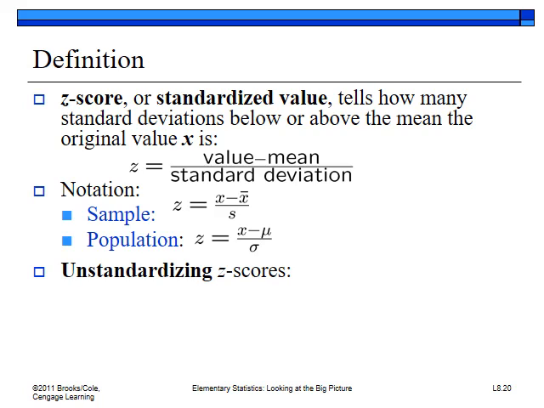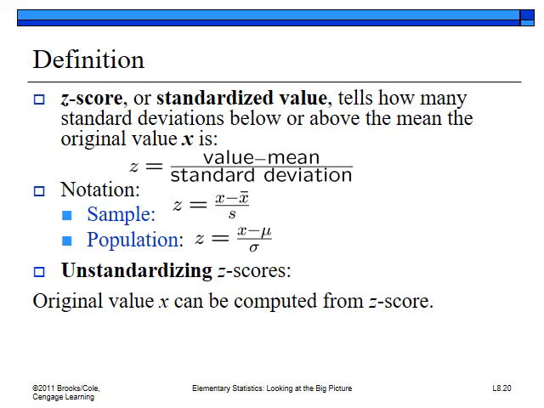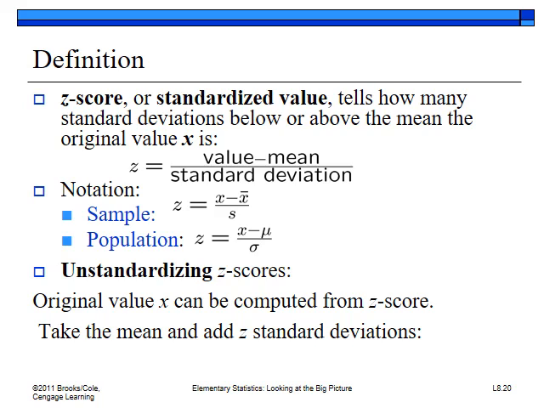If you're given a z-score and you wish to find the actual value, all we need to do is solve that original equation that we see above. We take the z-score, multiply by the standard deviation, and add the mean.